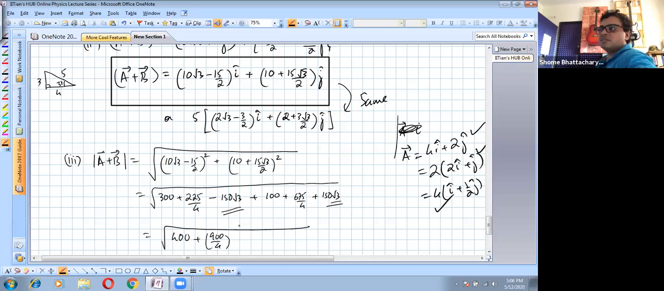Because you have MCQ questions where you have to mark the correct option, it can always happen that in a question the answer is this, but the answer is not given in this form. The answer is given in this form after taking the 5 common. So you should know how to convert this to this. Again, that is just arithmetic.